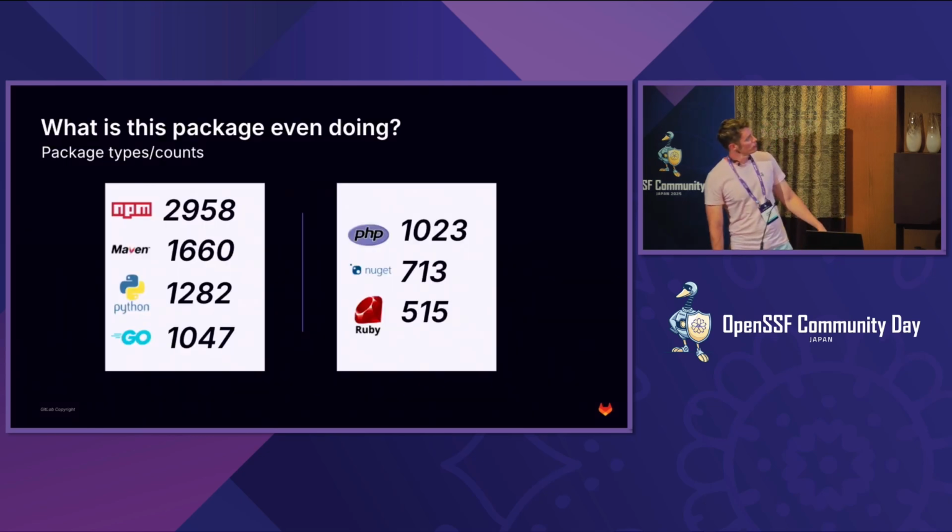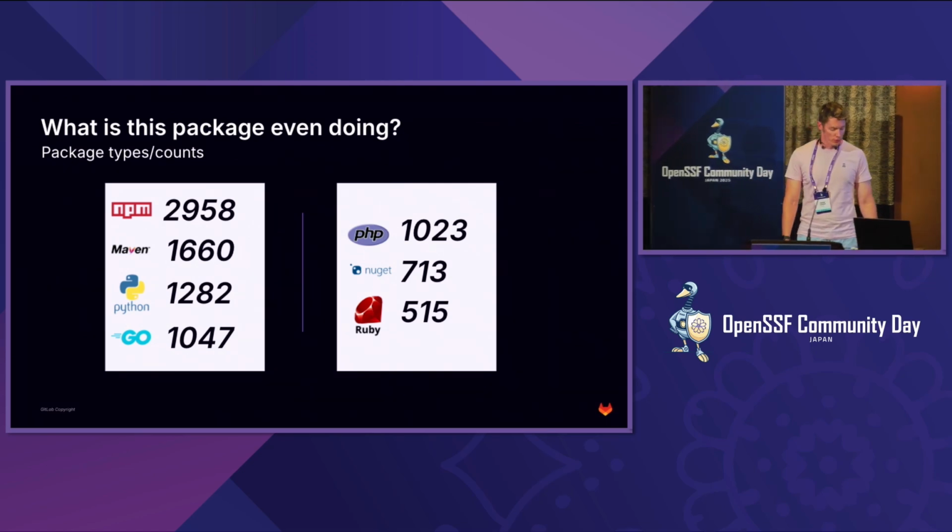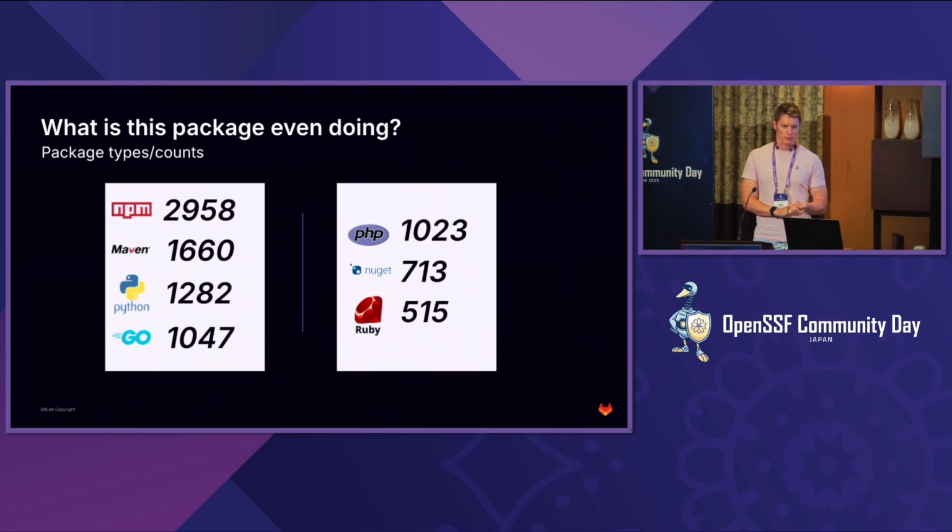Overall, we had about 7 supported languages. NPM took up the most of our advisory database, which shouldn't be a surprise to most people. Maven coming in a close second, and then Ruby coming in last.